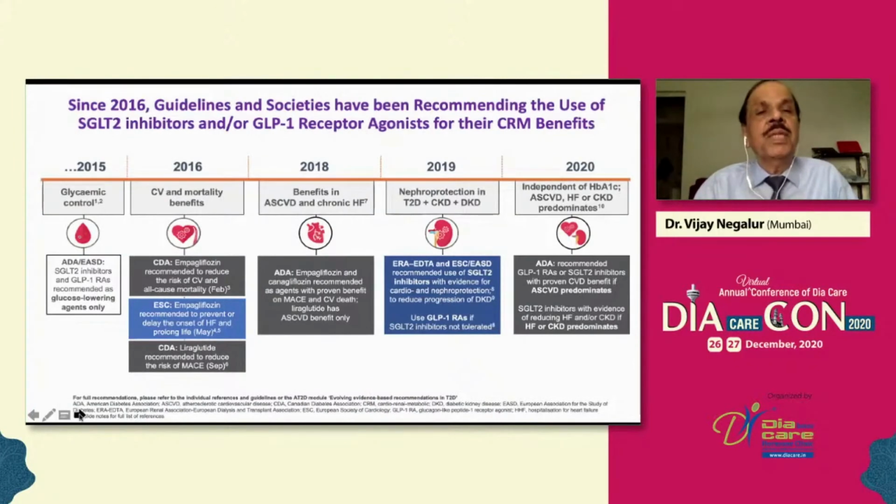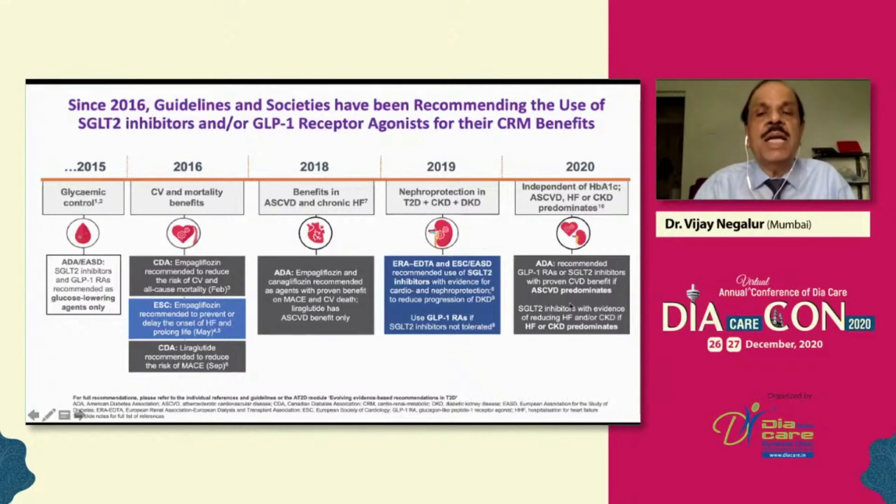So this is how the 2016 guidelines and societies have recommended SGLT inhibitors and GLP-1 receptor agonists for the treatment of the CRM benefits, the cardio-renal-metabolic benefits. And we know that in 2015, we only looked at glycemic control. In 2016, we had CV mortality benefit. In 2018, atherosclerotic cardiovascular disease and chronic heart failure benefit. And in 2019, some nephroprotection in chronic kidney disease and DKD. And in 2020, we have, independent of A1C, atherosclerotic cardiovascular disease, heart failure, and chronic kidney disease, all of them showing the benefits.